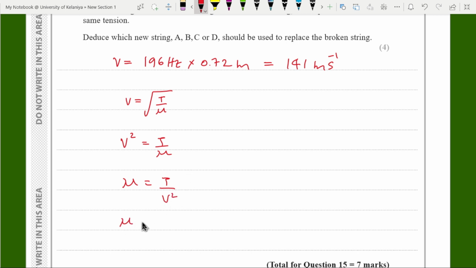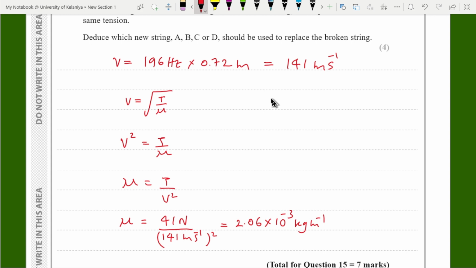Now we are going to calculate mu. The tension they have given is 41 newtons, and now we know v, it is 141 meters per second, so we have to take the square of that value. If you calculate this one, what you will get over here is 2.06 times 10 to the power minus 3 kilograms per meter.